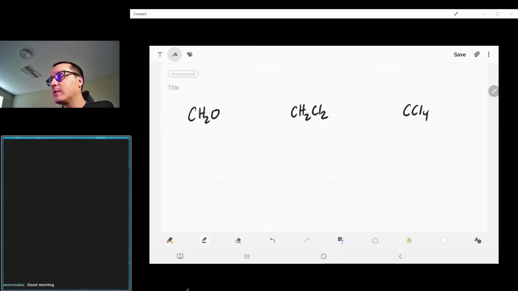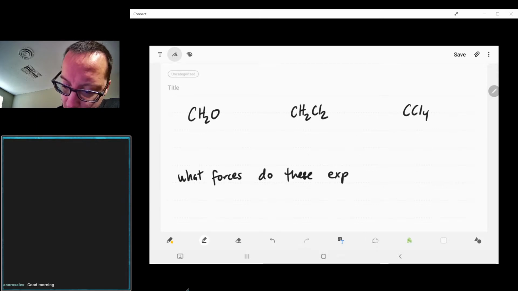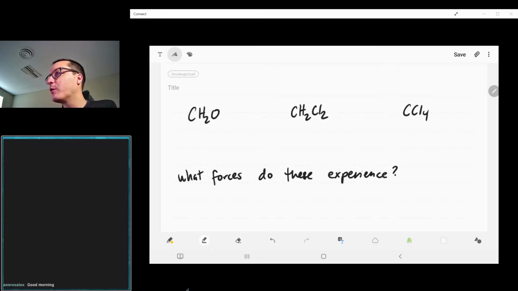Let's take a look at these three molecules and see if we can't figure out what forces these would experience. And for that, I'm kind of going for ones that are interacting with themselves. So like two CH2O molecules, two formaldehydes, or two dichloromethanes, or two carbon tetrachlorides. So just between themselves.